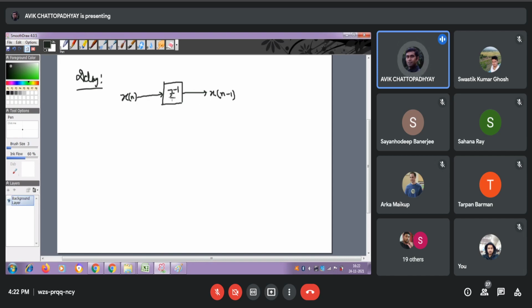Now that Z has a special significance because it relates to the Z transformation, and this is the convention people conventionally use.